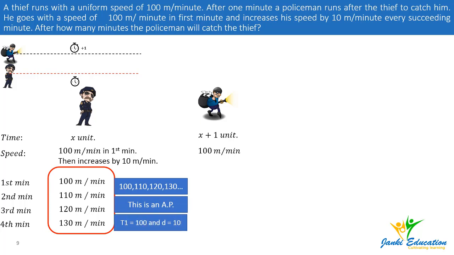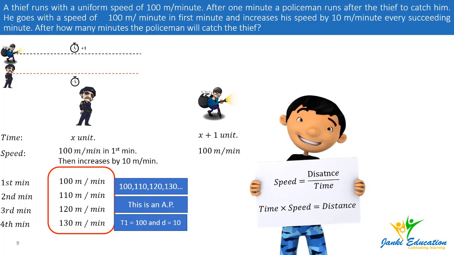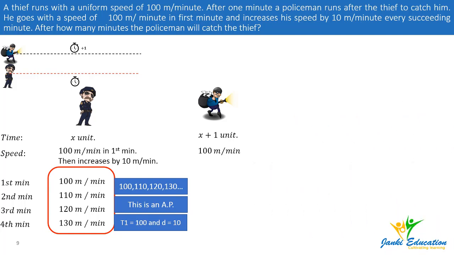If we talk about the formula that speed is equal to distance upon time, so distance is equal to time into speed. So here for the thief, distance is equal to 100 multiplied by x plus 1. Here 100 is his speed and x plus 1 is the time taken by the thief. And for the policeman, it is the sum of an AP. So what is this sum of an AP? Let's try to understand.